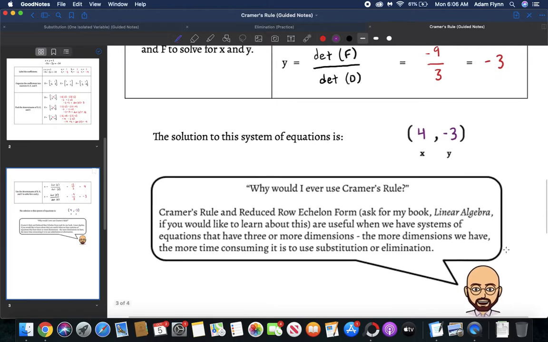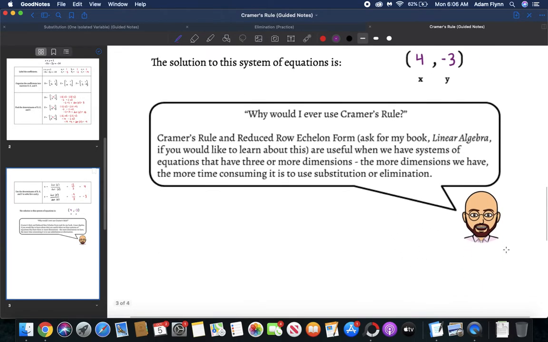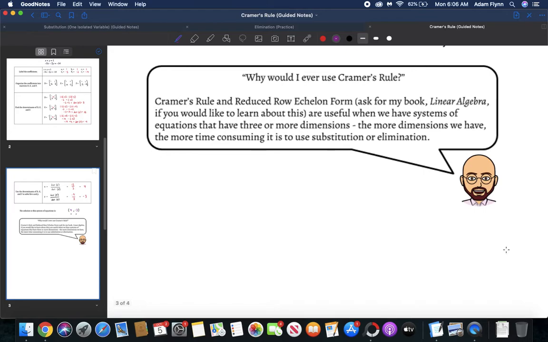So a question you're probably thinking to yourself that I get all the time is, why would I ever use Cramer's rule? Okay, Cramer's rule, and there's another method that we will not go over, but if you are interested, just ask me about it. Cramer's rule and reduced row echelon form are useful when we have systems of equations that have 3 or more dimensions. The more dimensions we have, the more time consuming it is to use substitution or elimination. So if we had a really big system, that's when we'd want to use Cramer's rule or reduced row echelon form. But I will agree, for a 2-variable system, Cramer's rule is not the quickest, okay?